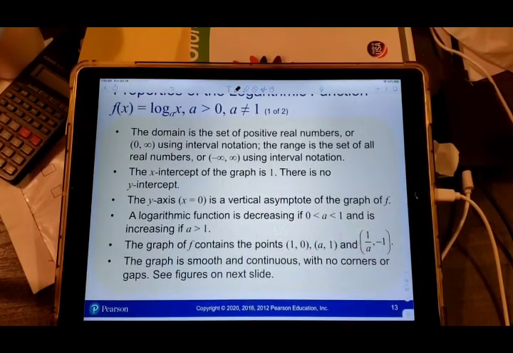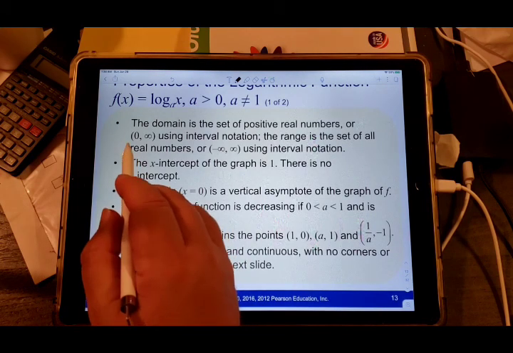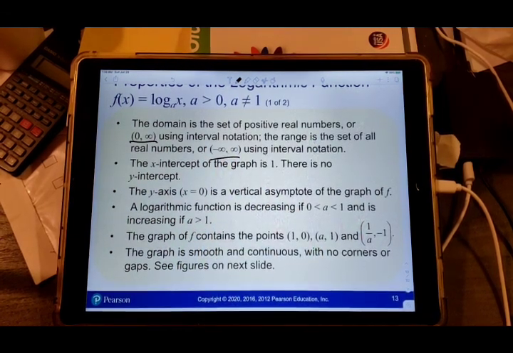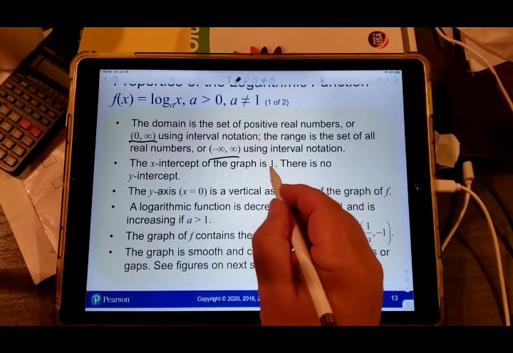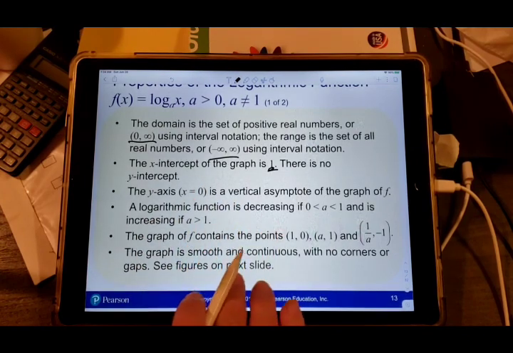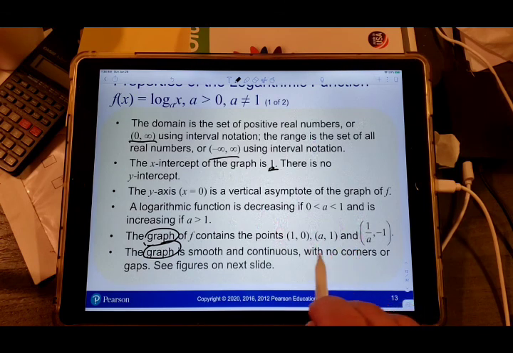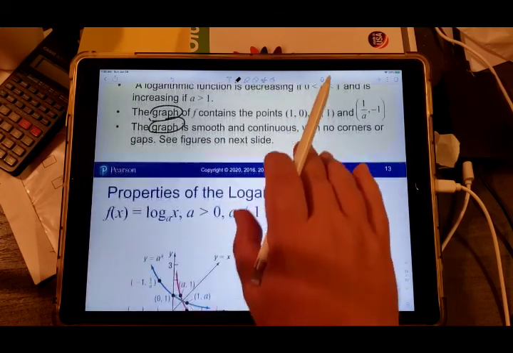Some properties of logarithm. So they already told us that: the domain, the range, the x-intercept, and there is no y-intercept. The x-intercept is 1. We'll go over that. A lot of this will make a lot more sense. There is an asymptote when we start graphing, but that's exactly what's coming up. We want a graph. The graph will be continuous. They tell us some points with the letter A in it. And it will have an asymptote, like they said here, a vertical asymptote.